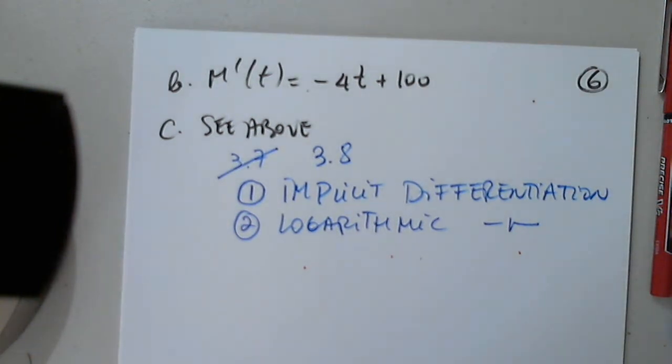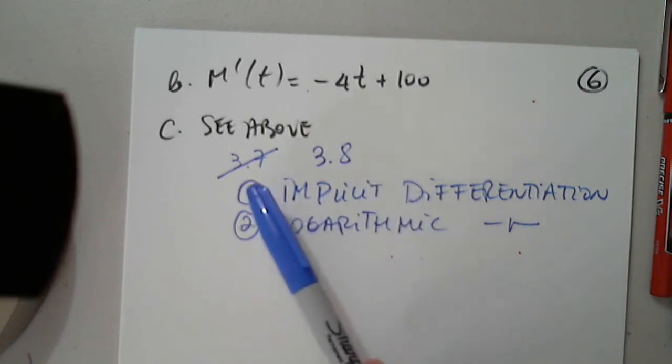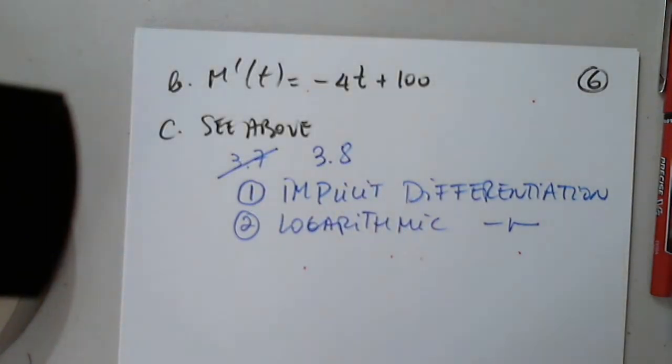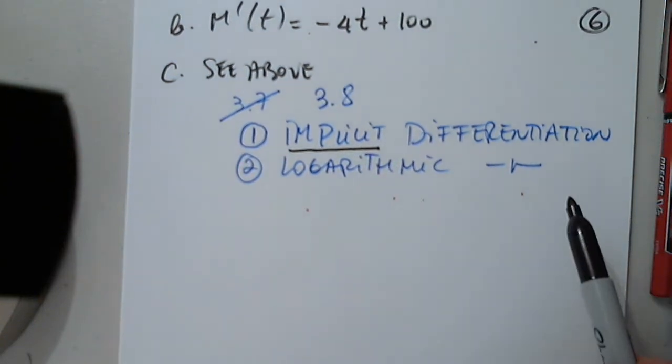Wait, pardon me, wasn't that 3.6 we just did? Yes, it was 3.6. 3.7 is not part of the class. We move on to 3.8. Elasticity of demand is not part of the class. So we only have 3.8 and 3.9 left from this chapter. Okay, so let's see what implicit differentiation means.